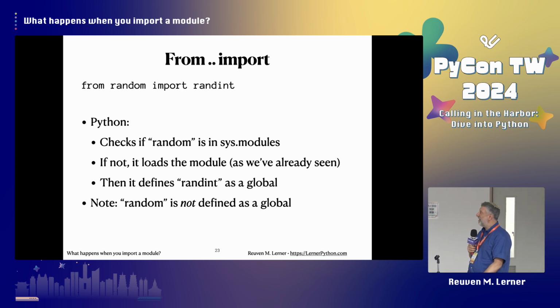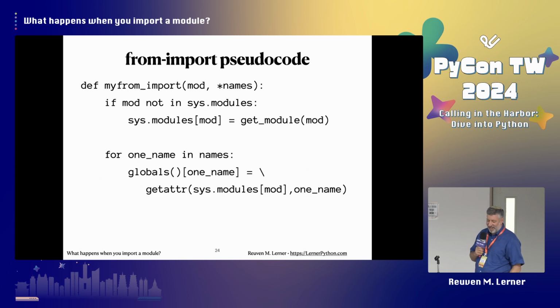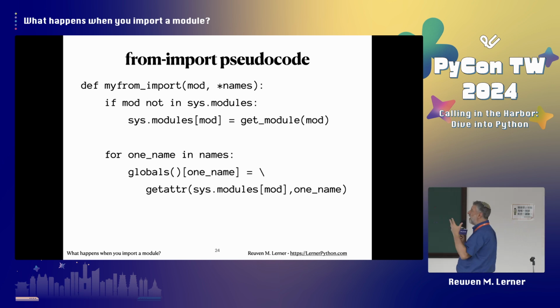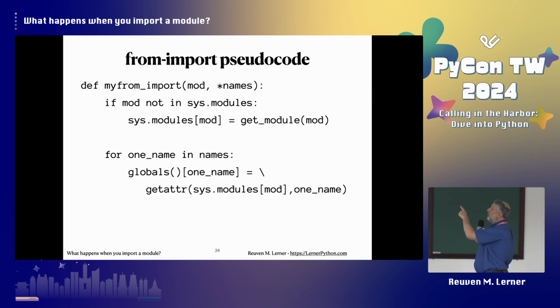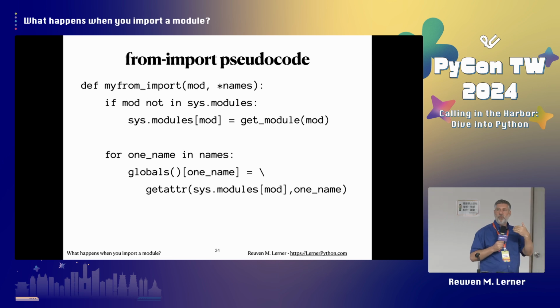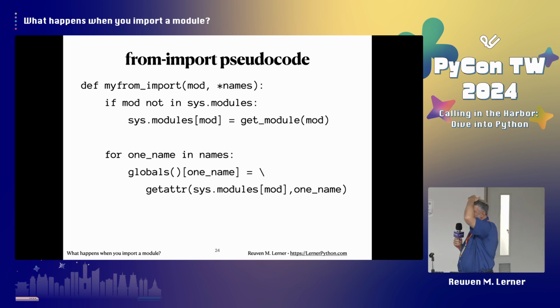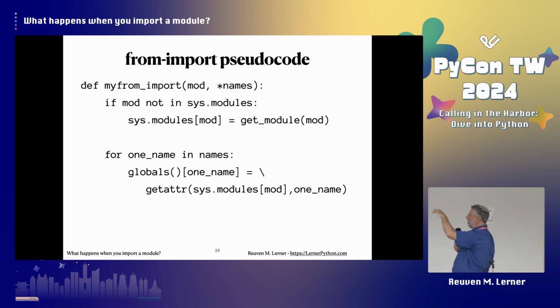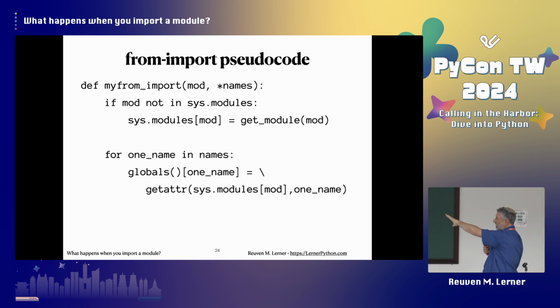Well, can I write pseudocode for this too? Of course I can. So I'm going to say def my_from_import. This is another function, and we're going to take a module, and we're going to take *names, any number of positional arguments indicating what names I want to import from this module. And the first part remains the same: if mod not in sys.modules, sys.modules[mod] equals get_module. This is what we saw before. But then the second part is new and different.